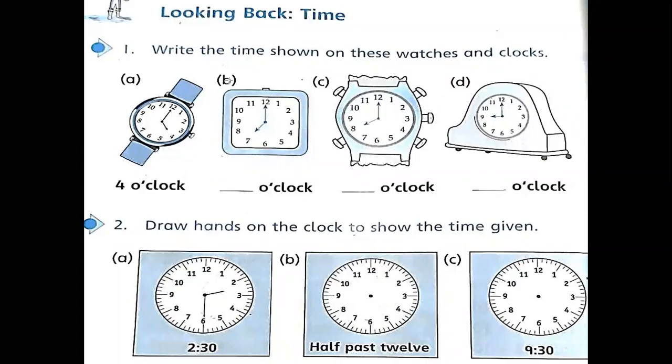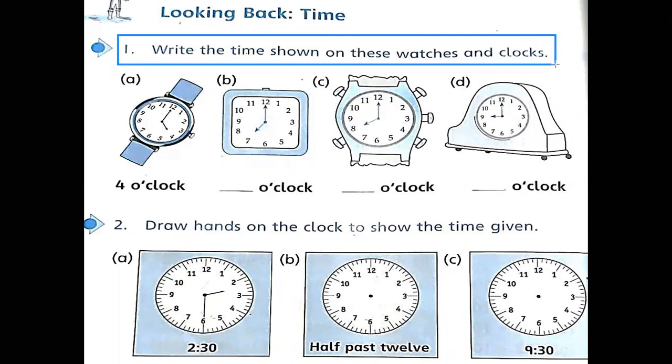Dear students, on page 100, the first statement is: write the time shown on these watches and clocks. Here we have 4 watches and clocks, so we have to write the correct time in the spaces given below. Students, before writing the answer, you must know these numbers which are written on a clock face.